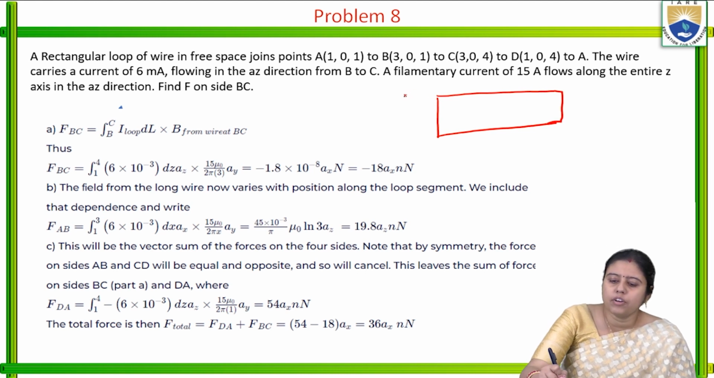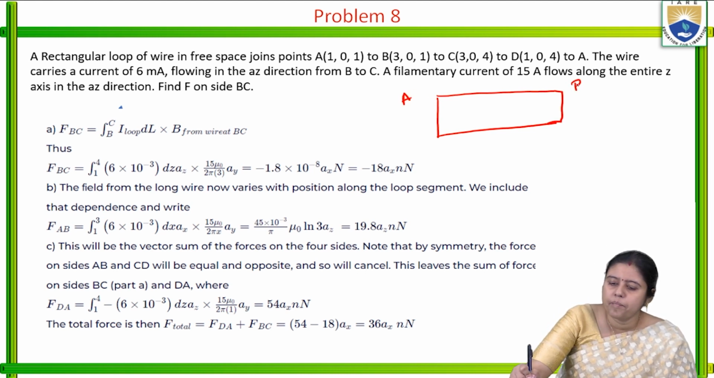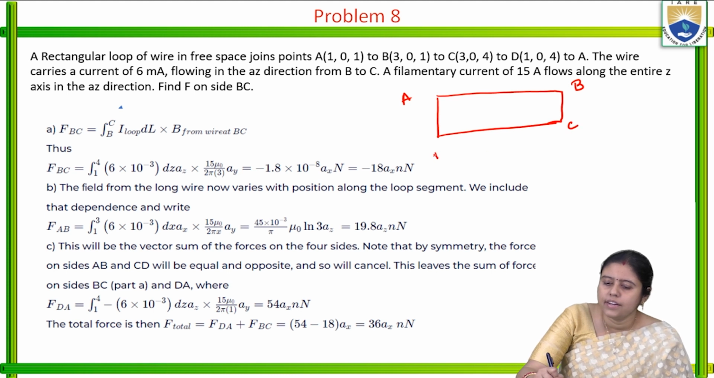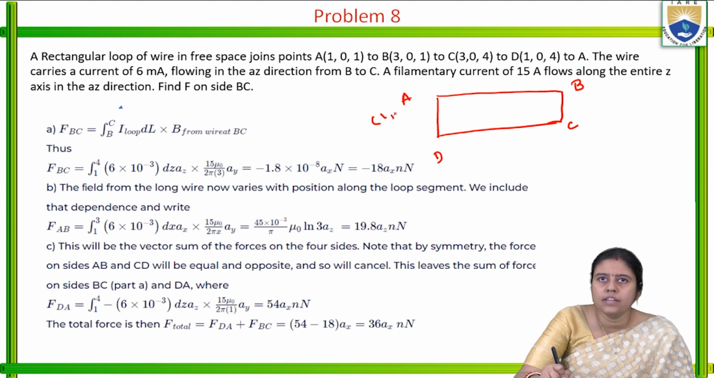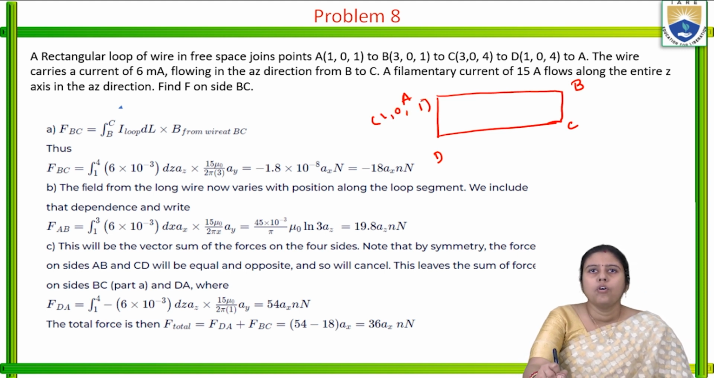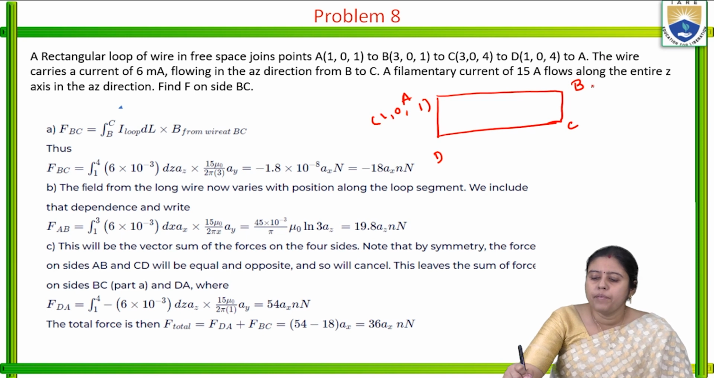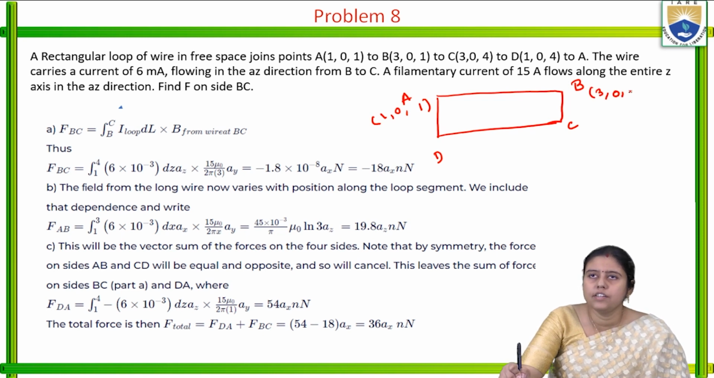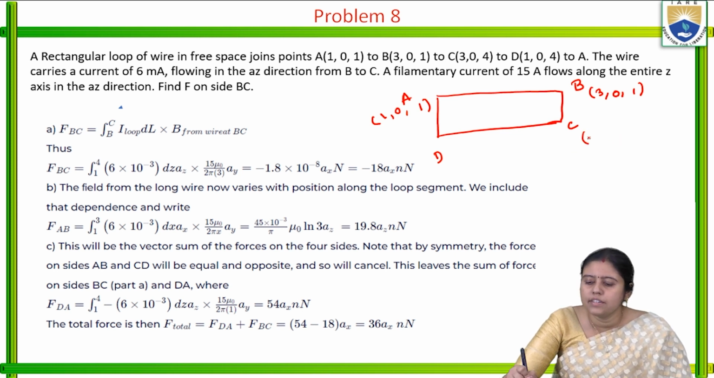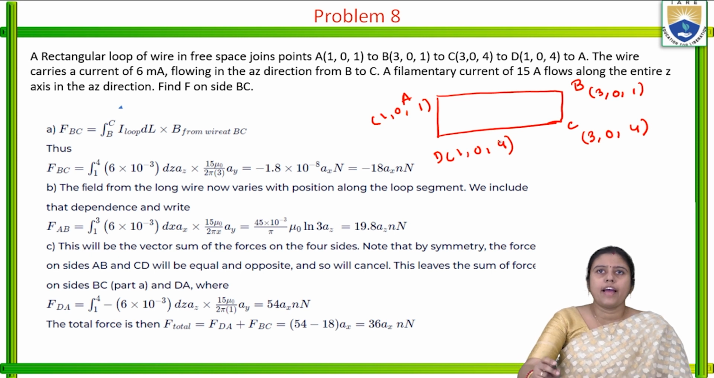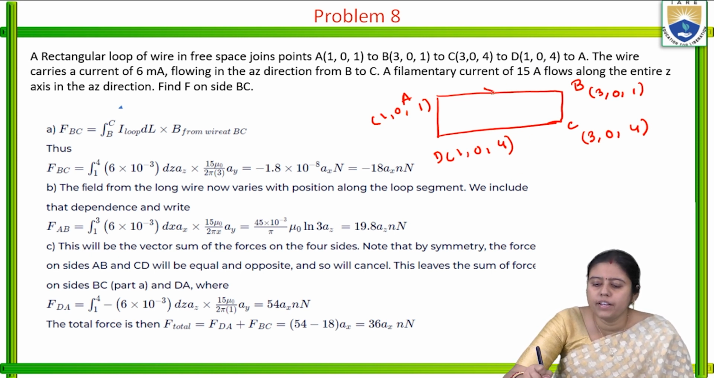it is a rectangular wire with corners A, B, C, D. What is A? A is 101. What is the value of B? B is 301. What is the value of C? C is 304. And what is D? D is equal to 104. The wire carries a current of 6 milliampere.